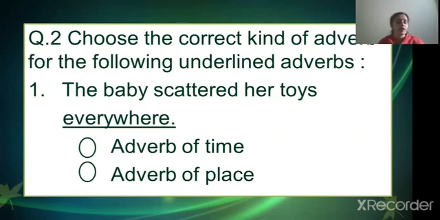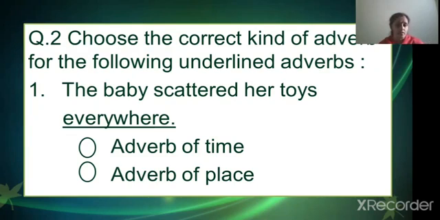Choose the correct kind of adverbs for the following underlined adverbs. Now, in the sentences, the adverbs have been underlined. You have to find out what kind of adverbs they are, whether they are adverb of time, adverb of place, or adverb of manner. So we have already done that in our chapters. Now you're going to tell me what kind of adverb is the word that is underlined.